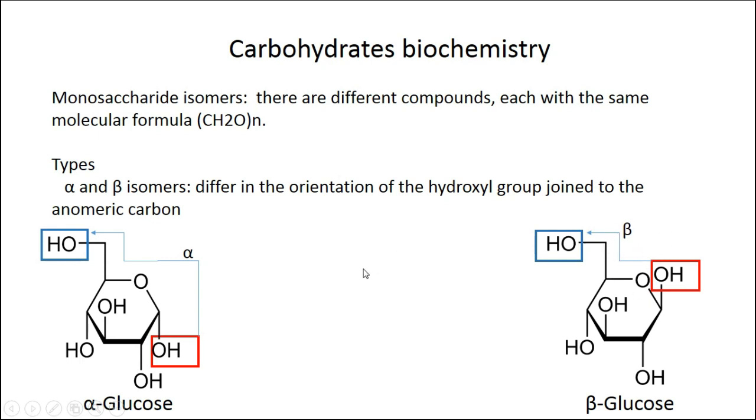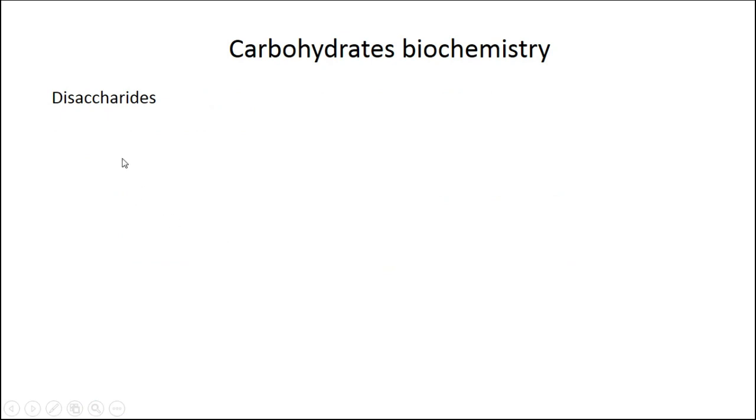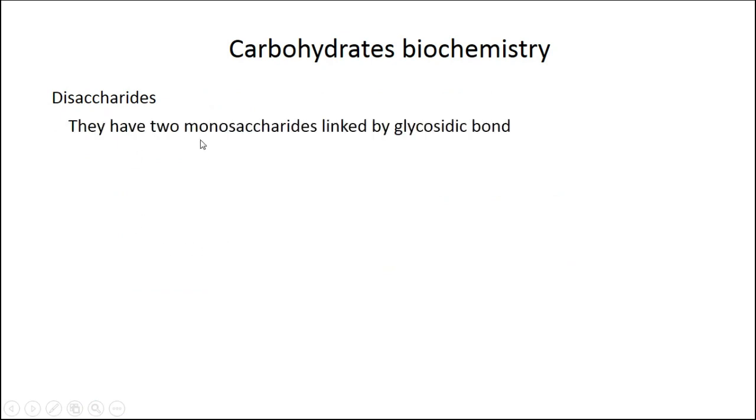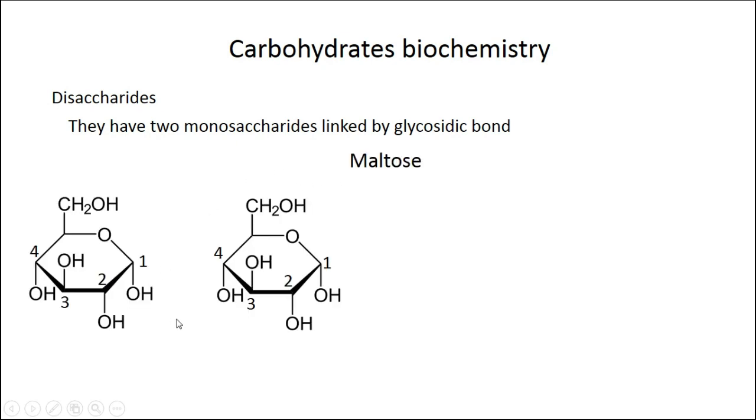Now let's get to the disaccharides. As we said before, disaccharides have 2 monosaccharides linked together by a bond, and this bond is called a glycosidic bond. The first disaccharide we have here is maltose, and maltose is formed of 2 glucose, specifically alpha glucose.